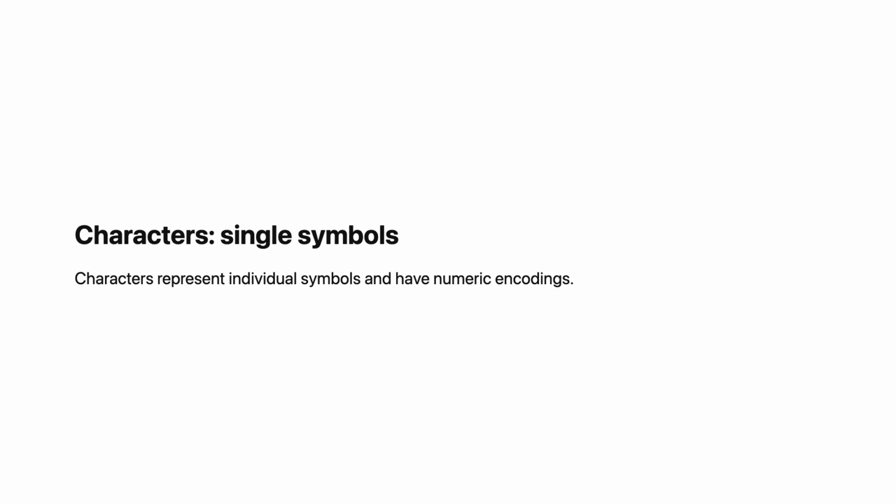A character type might be 8 bits, ASCII, 16 bits, many languages, or 32 bits, full Unicode. The size determines what characters can be represented. Understanding character encoding matters when working with text from different languages and systems.